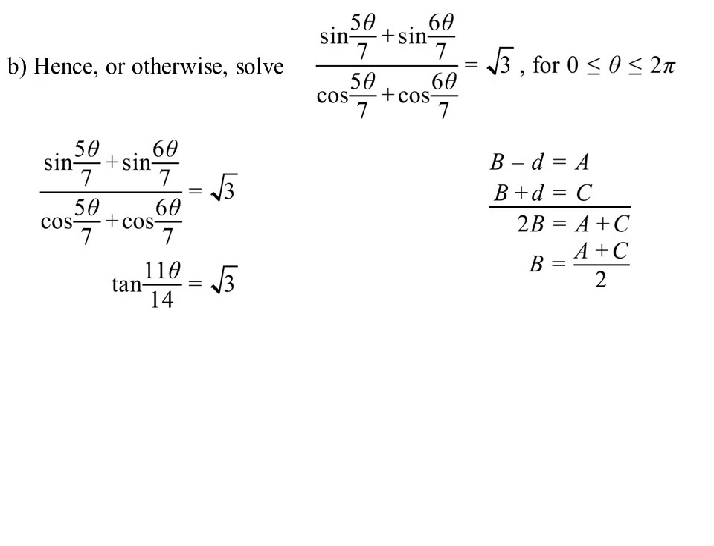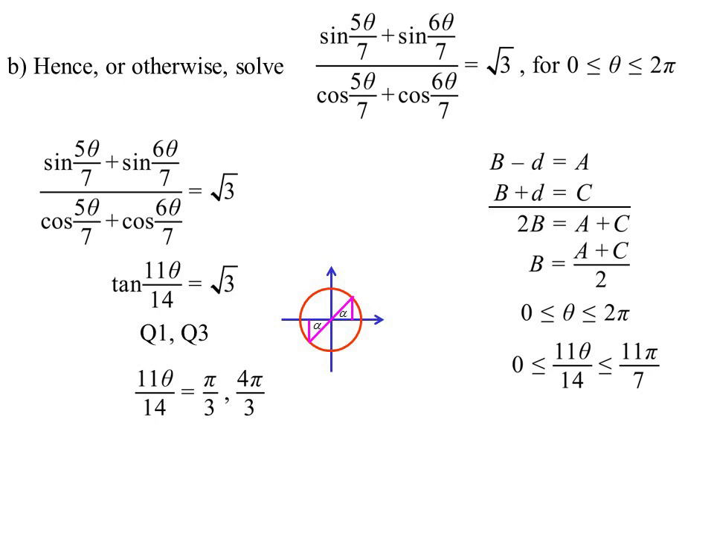Mind you, the numbers aren't nice. Because 11 theta on 14, hang on, theta was going between 0 and 2 pi, so what on earth are we going in between? Whoa, so 11 theta on 14, we're going between 0 and 11 pi on 7. Tan's positive, first quadrant or third quadrant. Now, that means the acute angle would be pi on 3. So 11 theta on 14 is pi on 3, or 4 pi on 3. 11 pi on 7 is where I'm going to stop.